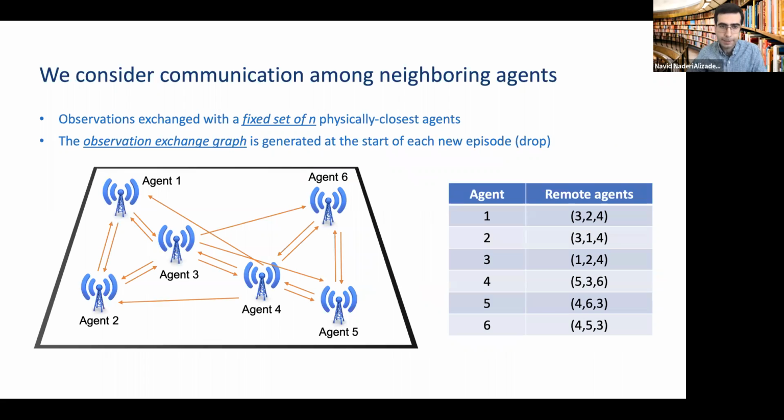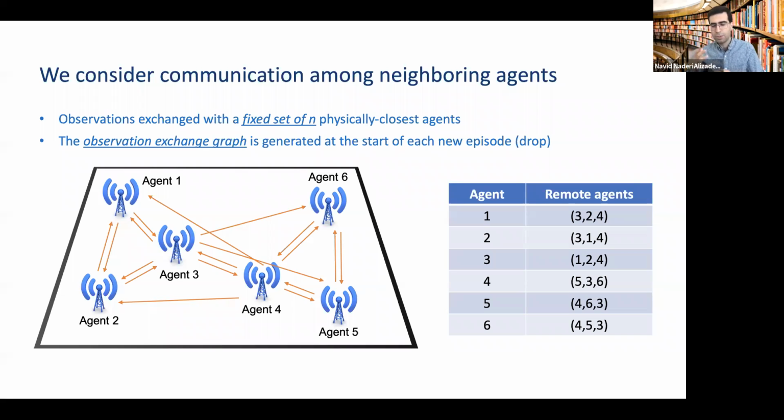Okay, so as Aaron pointed out, we also want to consider the interaction between the agents. For that, we consider some level of communication between the neighboring agents. Because we are in a wireless network, we might have access to a backhaul interface. What we assume here is that each agent is going to exchange its observations over time with a set of agents that are physically closest to itself.